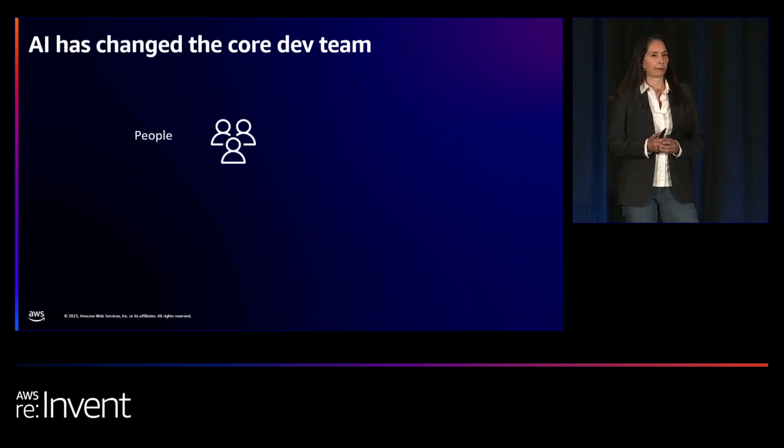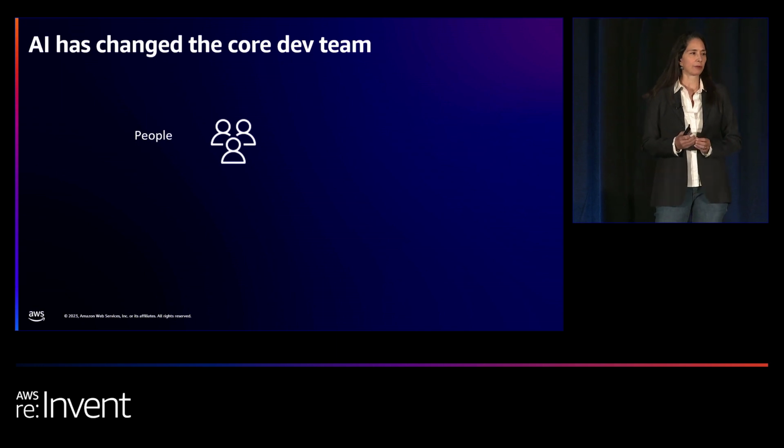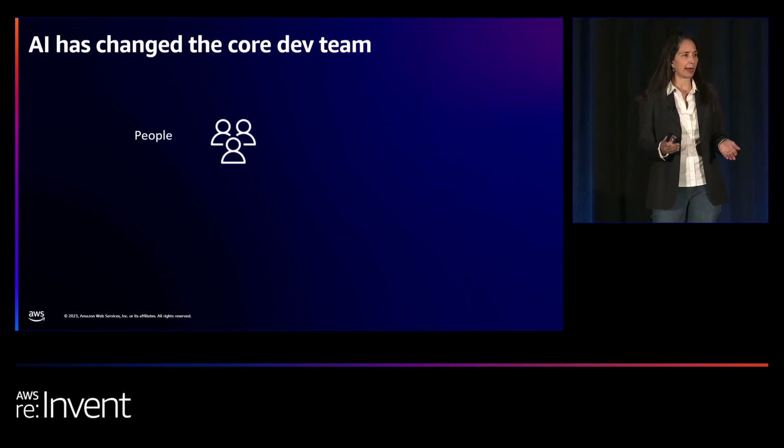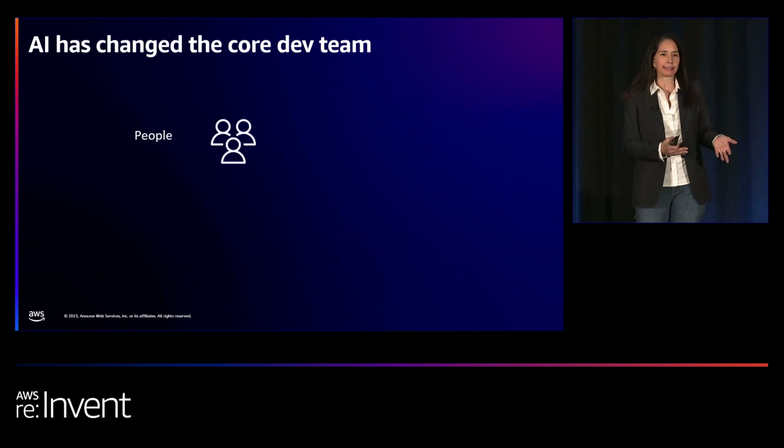One more point I want to make, which is very specific to AI, is that the core development team is larger than it used to be. When you're building an AI-powered product, really the first thing, or one of the first things you have to think about is, what data do I have that I can use to drive my artificial intelligence? And that means that data is really important, and you have to get that together.